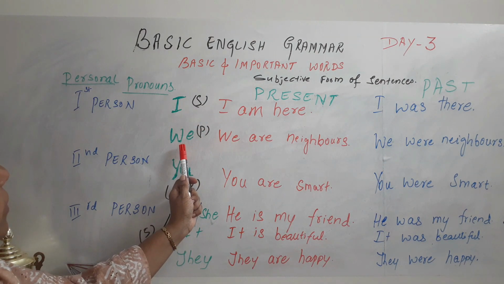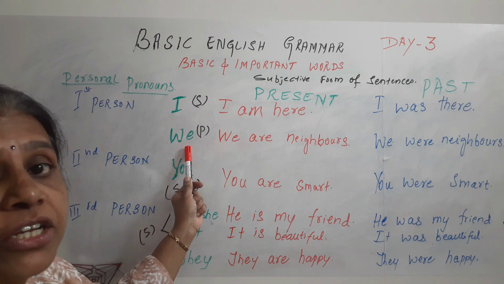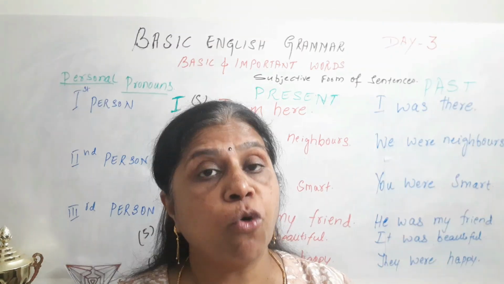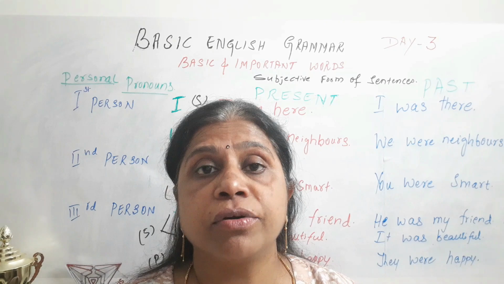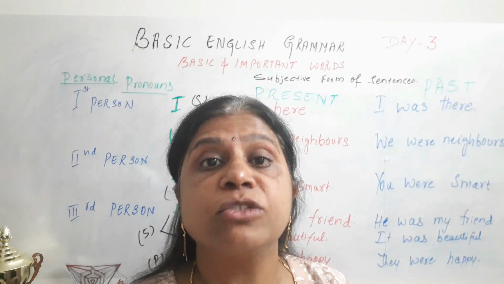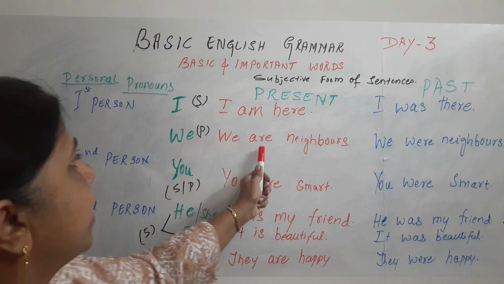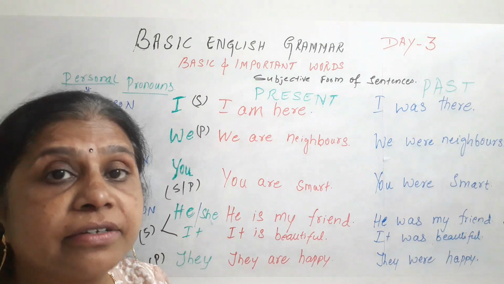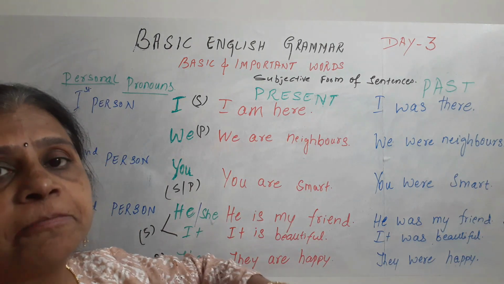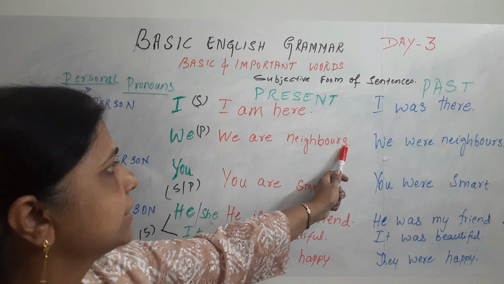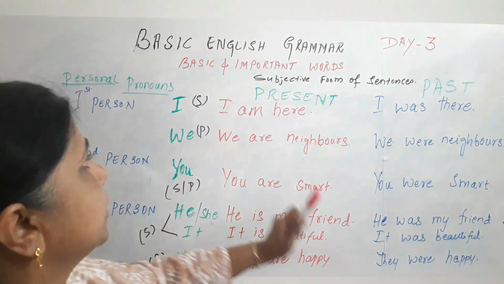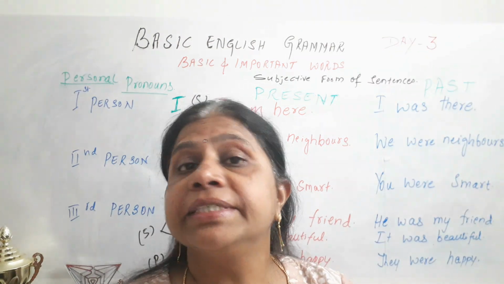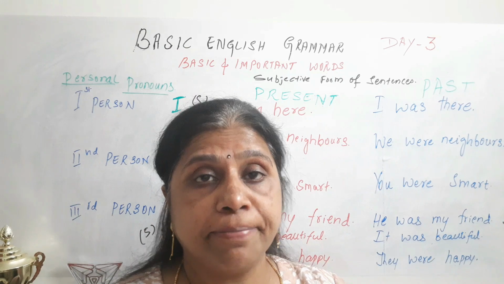And again, this is plural. We use we. We is for plural, more than one. That is called a pronoun, we. We are neighbors. Or if it is here, we are here. We are neighbors. So here you can see, yes, is for plural, and we are neighbors. We means many people, more than one person.